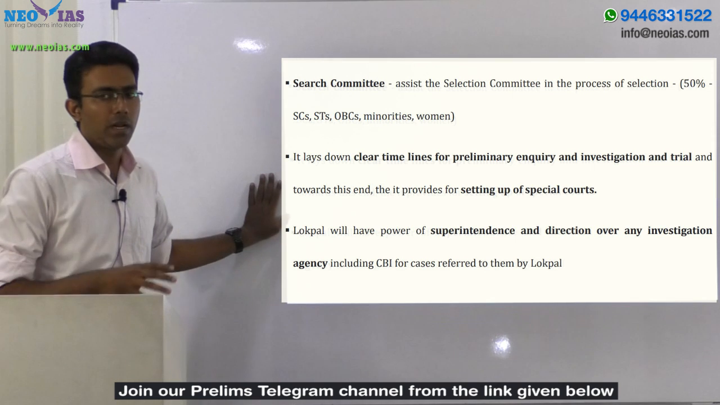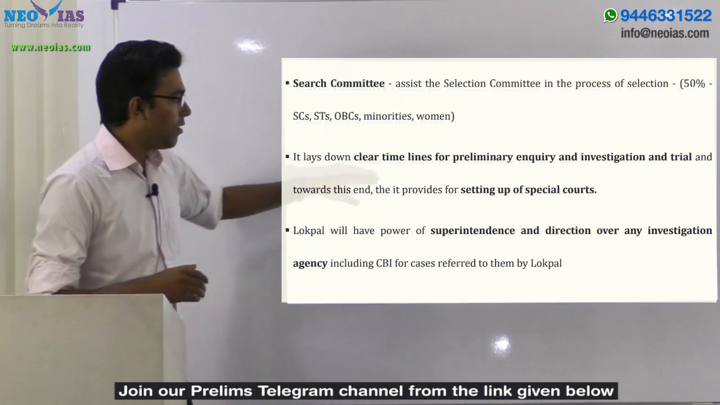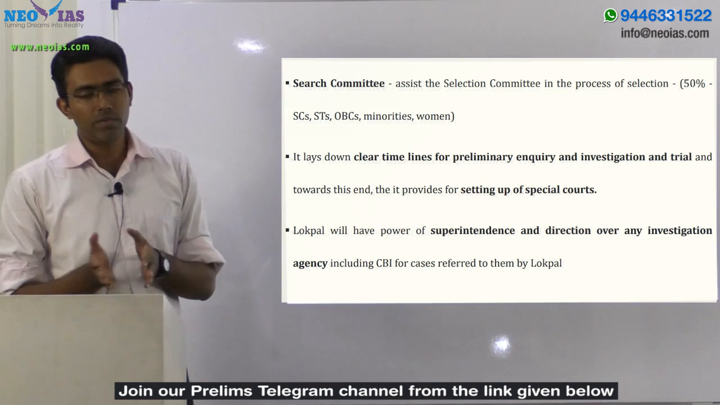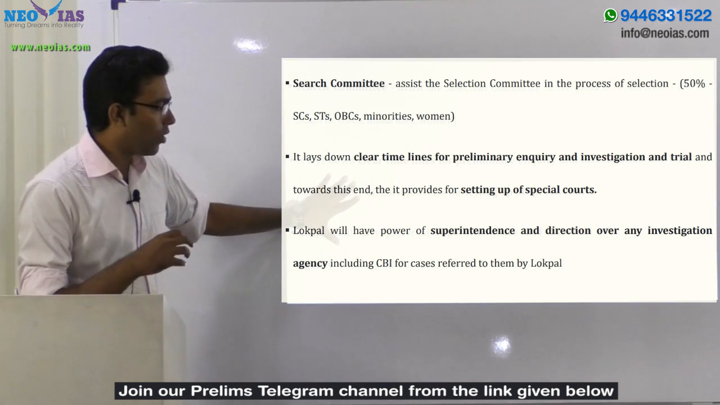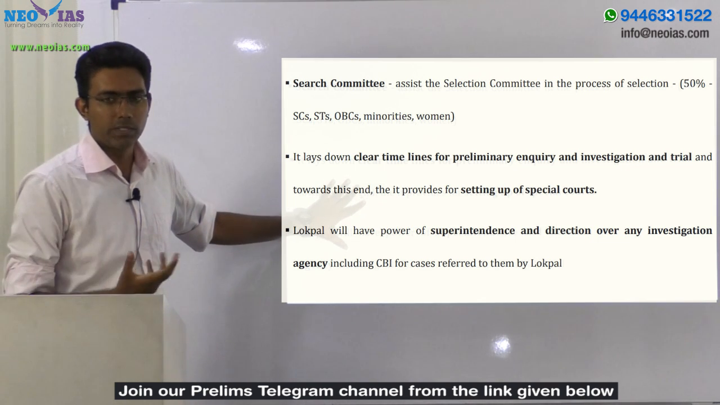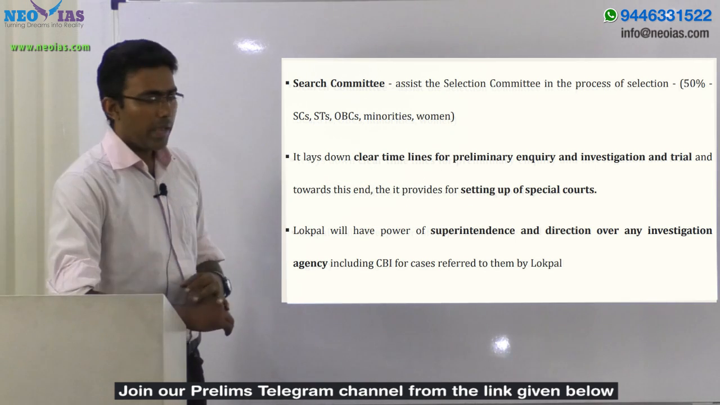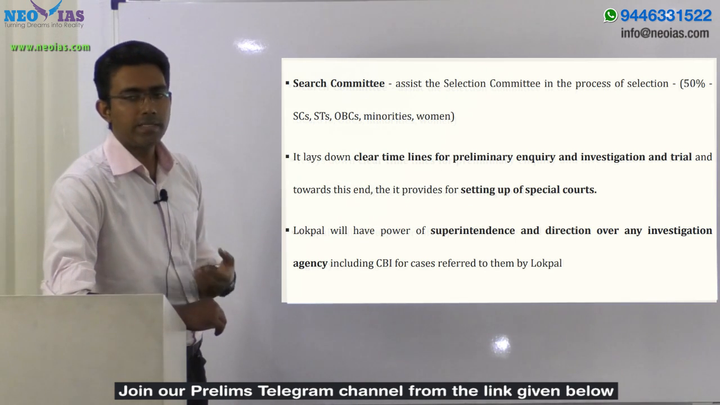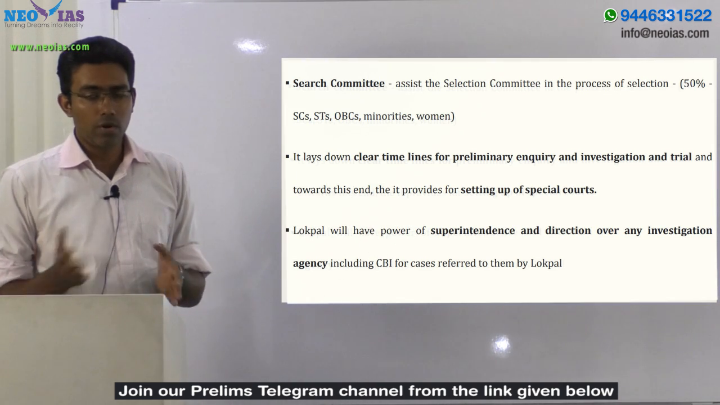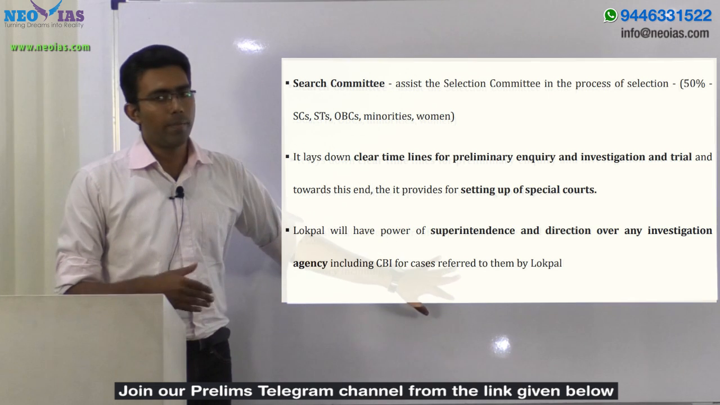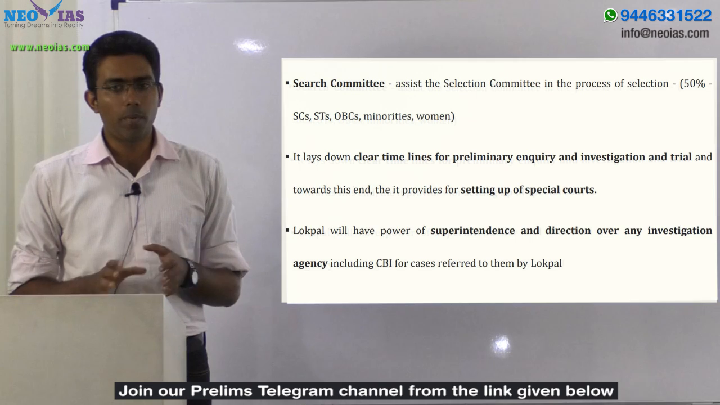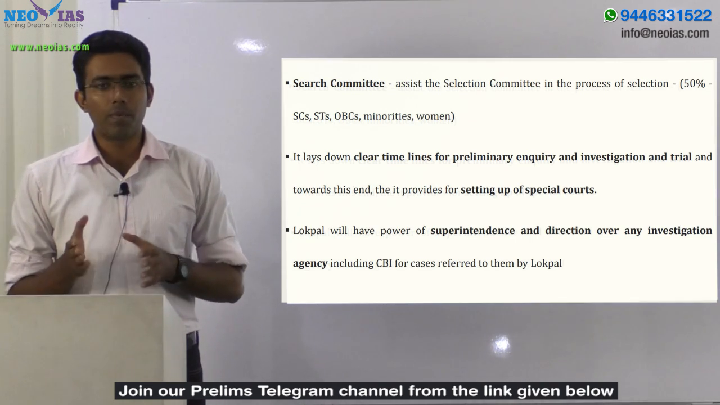This Act also clearly lays down the timeline for completing the preliminary inquiry, investigation and trial. Towards this end, it also prescribes the setting up of special courts. Along with that, Lokpal will have the powers of superintendence and direction over any investigating agency, including the CBI, for cases referred to them by the Lokpal. So these are the main salient features of the Lokpal Act. Please refer to them, it's very important from your prelims point of view.